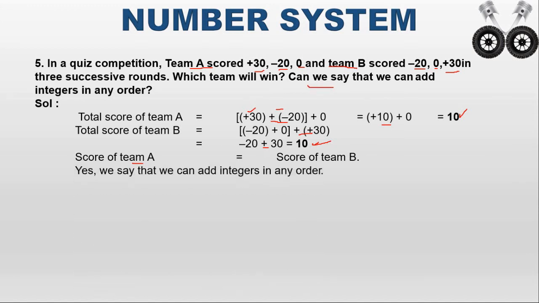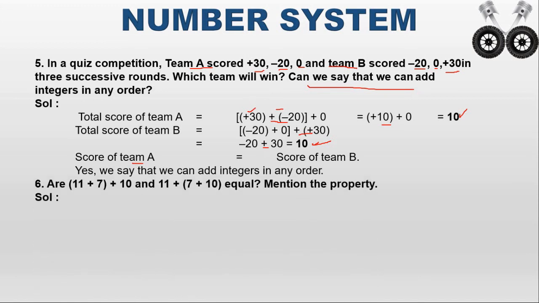So what is the second question asked here? Can we say that we can add integers in any order? Yes, we can add integers in any order. That is given in the closure property. If we add a plus b, and a plus b is an integer, then a and b are also integers. So it is true under the closure property.